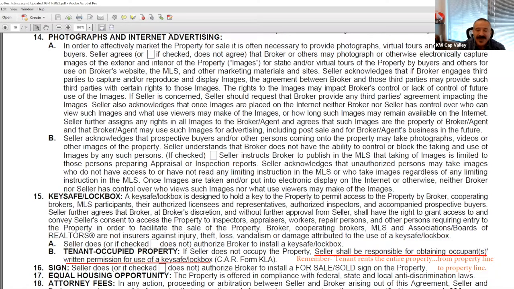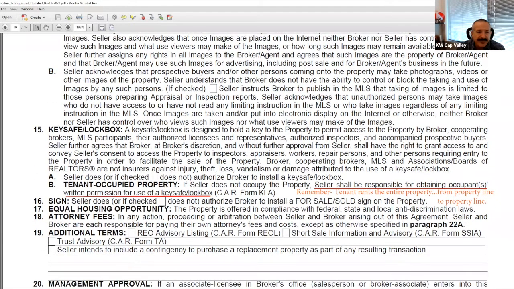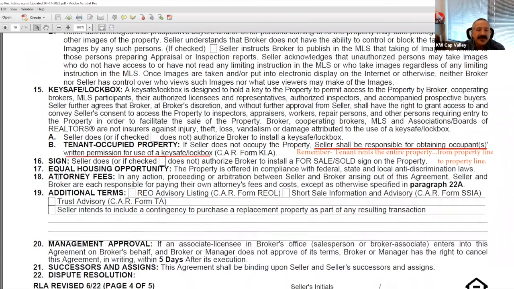And I always tell them, I have never had a client in thousands of transactions tell me that somebody has stolen something from my house. But likewise, I don't want you to be the first either. All right, enough of that. And then coming down to tenant occupied properties.